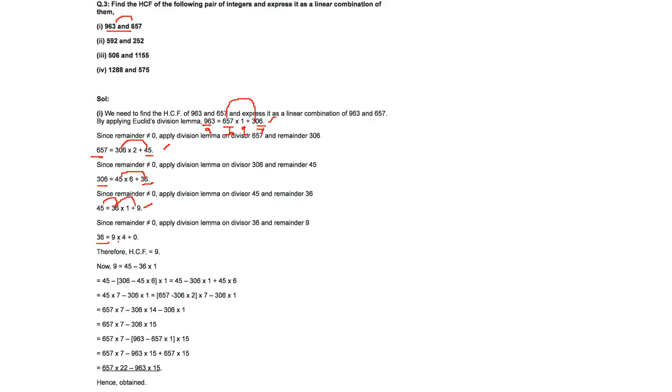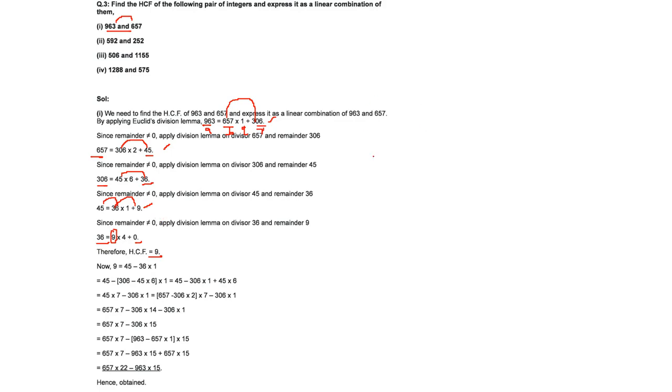36 is equal to 9 times 4, so we are getting 36 here with the remainder 0. So as I said, this 9 will be equal to your HCF. Now this you already learned by now, but how to write this in the form of a linear combination. So I'll start with 9.